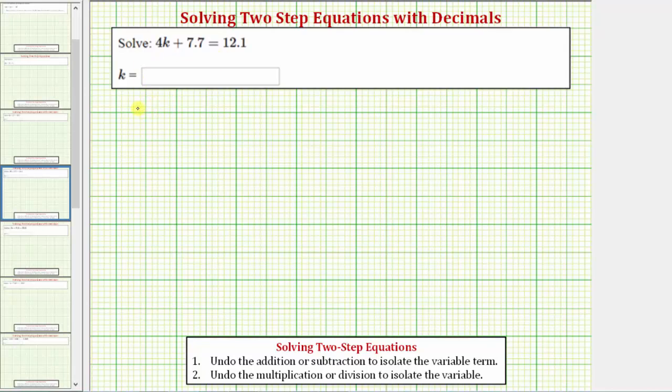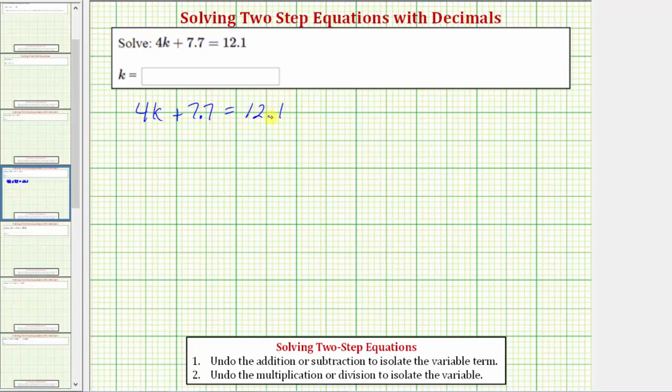We want to solve the equation 4k plus 7.7 equals 12.1. Because 4k means 4 times k, the solution to the equation is the value of k that makes 4 times k plus 7.7 equal to 12.1.